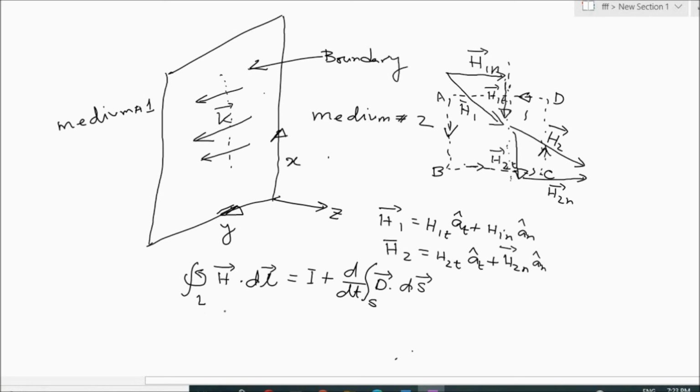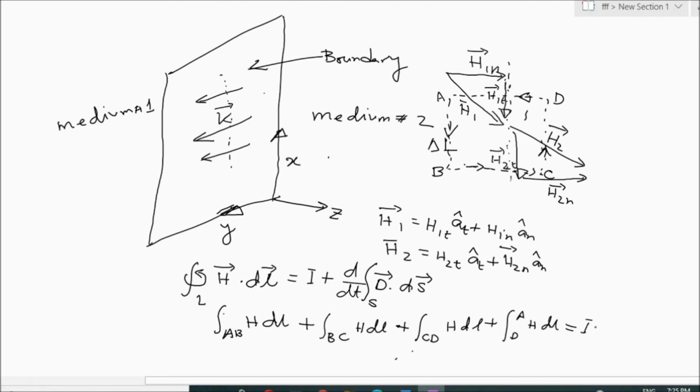But if you write the derivative outside, you can write the full derivative d over dt. Okay, I write the expression of Ampere's law like this: integral from A to B of H dl. I am taking only the magnitude. So BC H dl plus CD H dl plus DA H dl is equal to I, and the right hand side is d over dt of the surface integral.